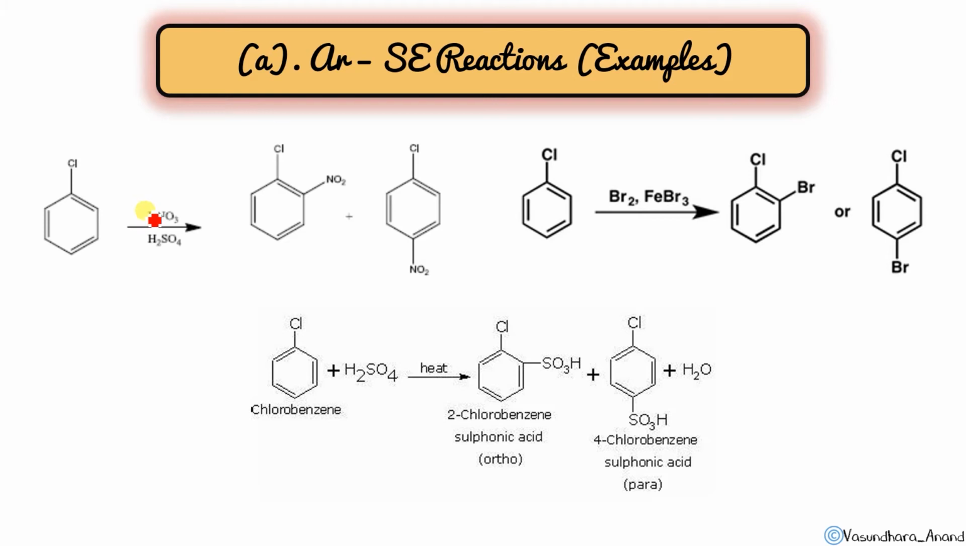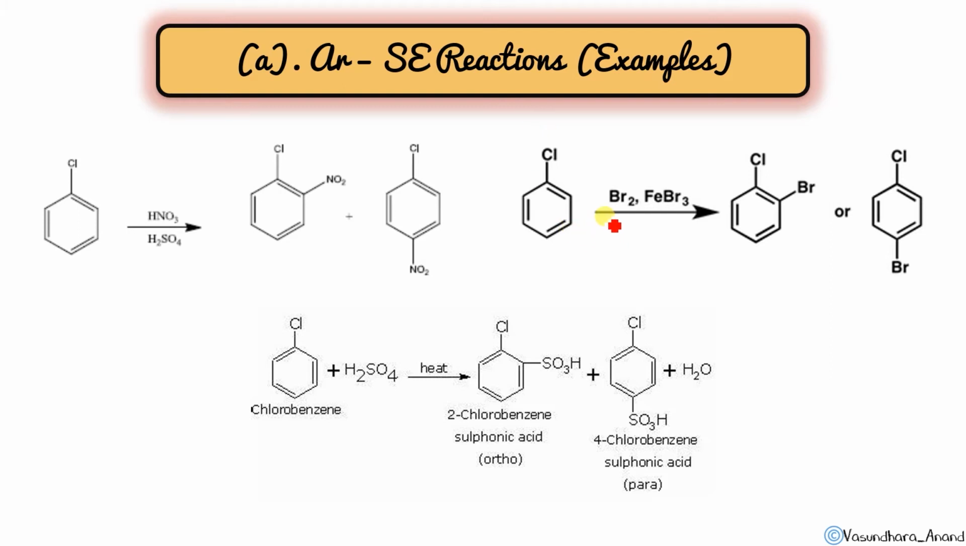Here the chlorine is there, and although chlorine is an electron withdrawing group, whenever it is attached to the benzene ring it shows the plus R effect. That means it increases the electron density at the ortho and para positions. We already know that mechanism. So the NO2 group will attach either at the ortho position or the para position, and both products will be formed.